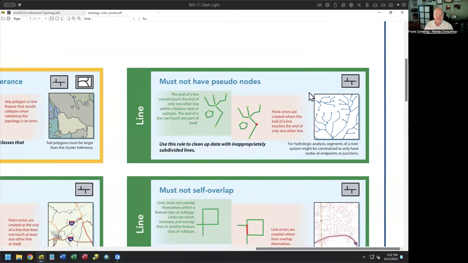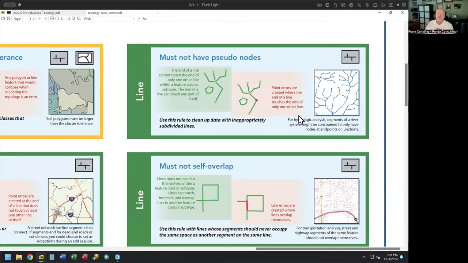All right. Must have pseudonodes. Pseudonodes are very, very interesting. Really, what this means is that a line itself must not have a vertex without it actually breaking. In old workstation ArcInfo, when you would have a bend in a line, that bend was a vertex in the line, and these were called pseudonodes. And we used to have a command that would remove all the pseudonodes and break everything up, similar to what we now have with intersect arcs and planarize.